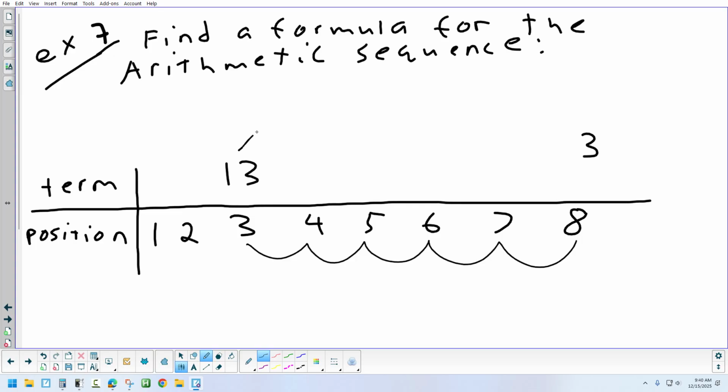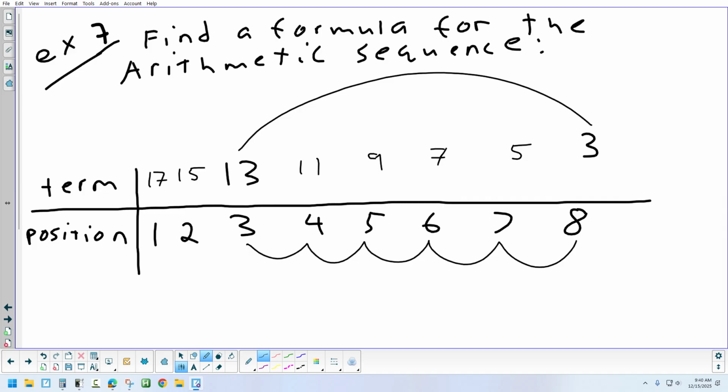And what's the difference between 13 and 3? 10. So we're going down 10 units, and we're doing it in 5 jumps. So we're going down how much each time? 2. So this would be 11, 9, 7, and 5. Now we can work our way backwards to get the first term. If we go down 2, what would be the second term? Up 2, and then the first term.